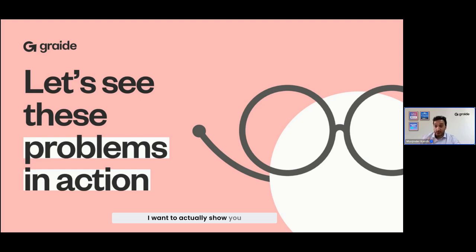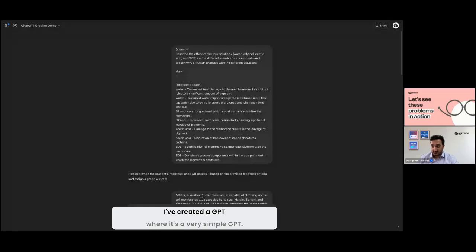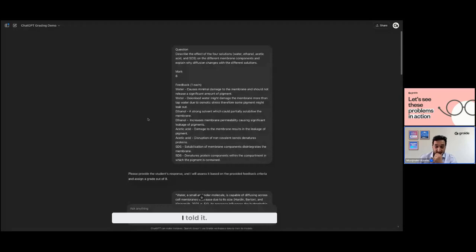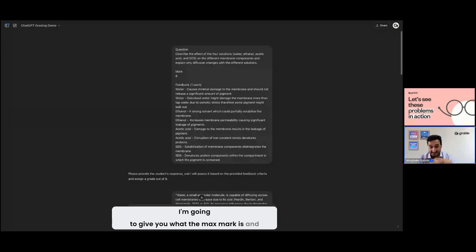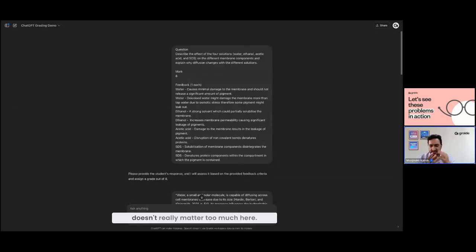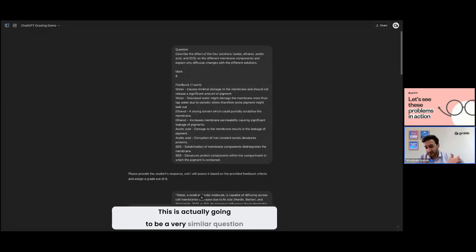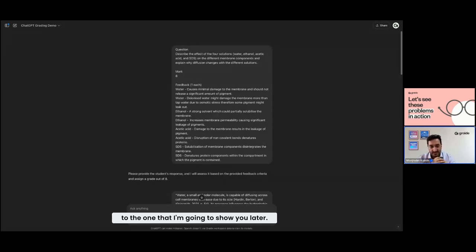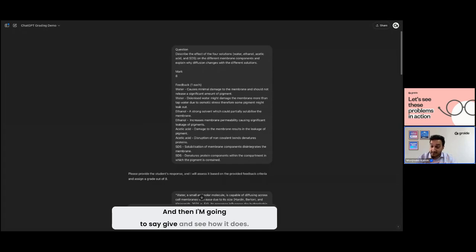So I want to actually show you a real life example of this. I've created a GPT, a very simple GPT. I've told it, I'm going to give you a question, I'm going to give you what the max mark is, and I'm going to give you what the feedback should be. This is a chemistry question, but it doesn't really matter too much here. This is actually going to be a very similar question to the one that I'm going to show you later. And then I'm going to give it a response and see how it does.